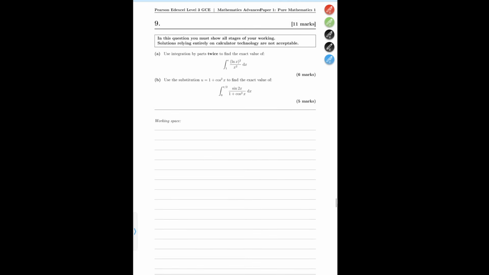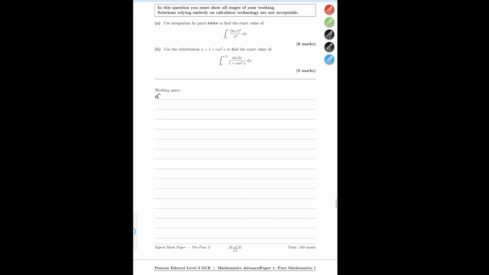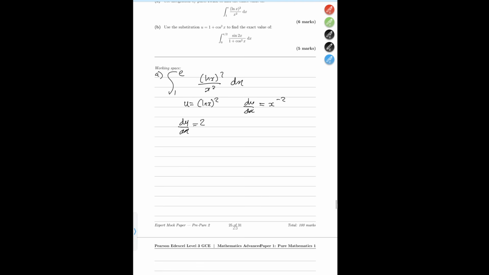So almost hitting the end of the paper. Using integration by parts twice to find the exact value of this integral. I'm going to rewrite it here: the integral from 1 to e of (ln x) squared over x squared with respect to x. I'm going to define u as (ln x) squared and dv/dx as x to the minus 2. So that means that du/dx is going to become 2 ln x over x.